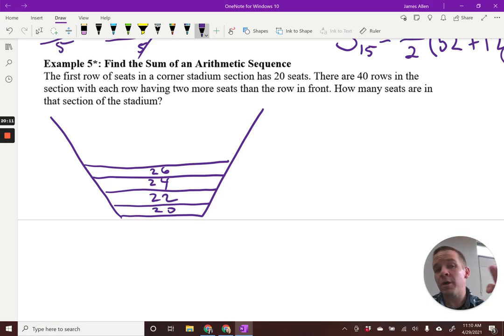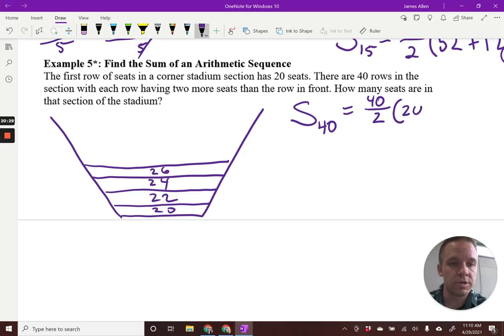I think we can. There's going to be 40 rows, okay? So if we think about when it says how many seats are in that section of the stadium, I want to know what the sum of all of those seats are. And I've got a sum formula, S sub 40 rows. I know what n is equal to: 40 divided by 2 times my first row, which is 20, plus the last row is what I need, right? A sub n. I need the last row, or A sub 40 in this case.